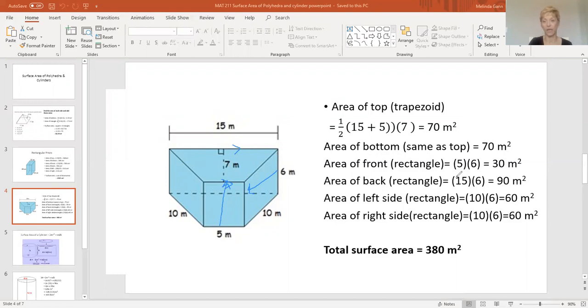That back rectangle, the length and width are 15 and 6. Now do you see why they're 15 and 6? This back one, it's 15 across, and then the width is 6 right there. So that's where I got the 90.